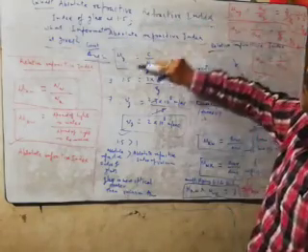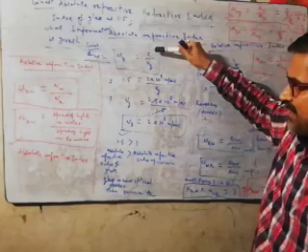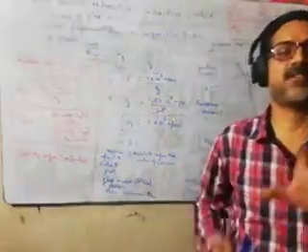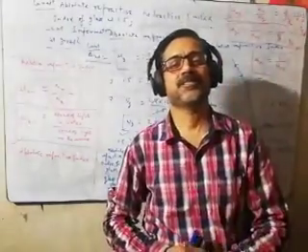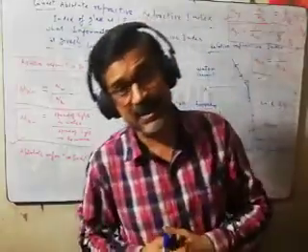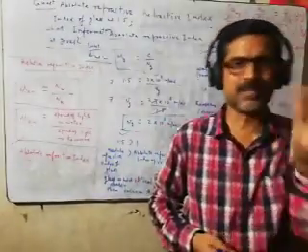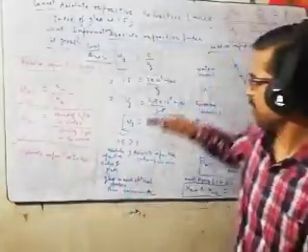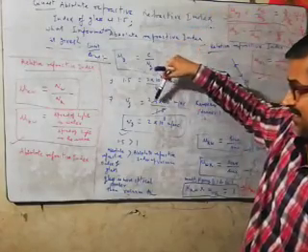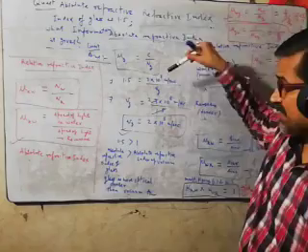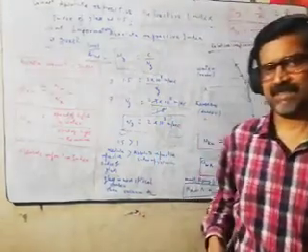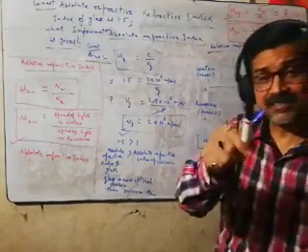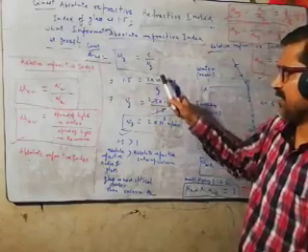Absolute refractive index formula is speed of light in vacuum, denoted by C. Now, does any one of you know what the speed of light in vacuum is? We all know that the speed of light is maximum in vacuum, and it is 3 into 10 to the power 8 meter per second, divided by the speed of light in glass.